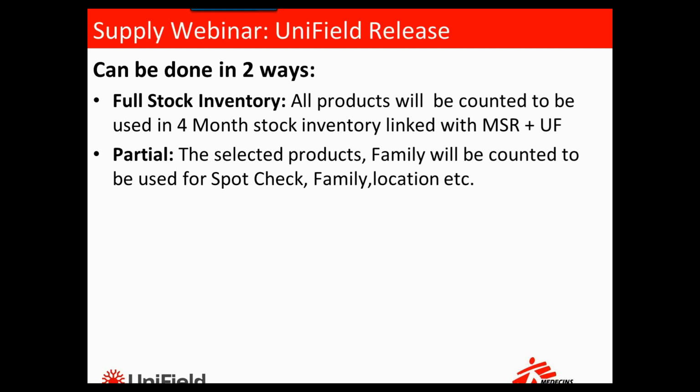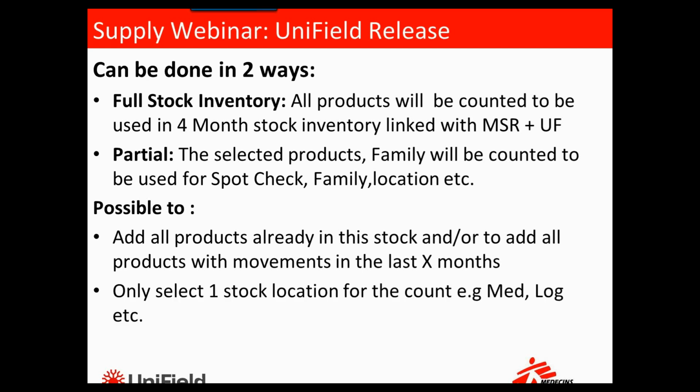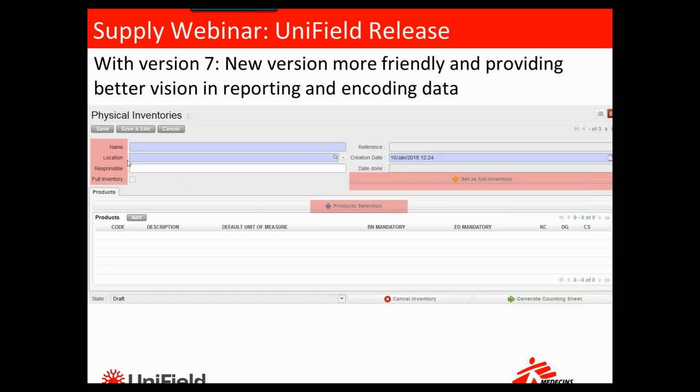So you have those possibilities: doing a full stock inventory, which will show you everything in, let's say, your med location, or you can say in the med location, I just want to look at this particular family. And now it's also possible to add products that are already in stock, and also the products that are in movements. It is now only possible to select one stock location for the count. You can see here, location. So you can only choose one stock location. You can say, I only want to count the med location, or probably only the log location.